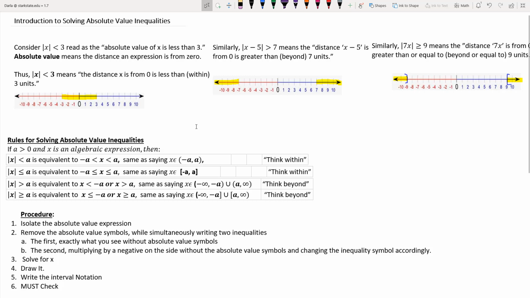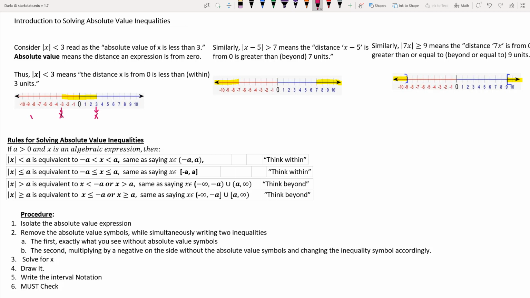The focus of this lesson is on an introduction to solving absolute value inequalities. So the absolute value of x is less than 3 means the distance x is from 0 is less than 3 units away, or within 3 units. And so if you think about where x would be, we're saying that x could be anything less than 3 units away. So if we were at 3 units away, that would put our x's at -3, and that would put our x at +3.